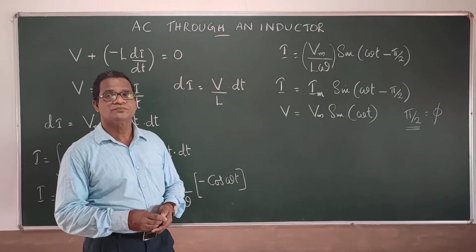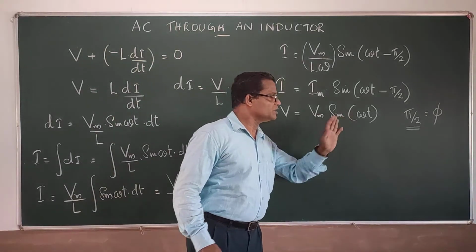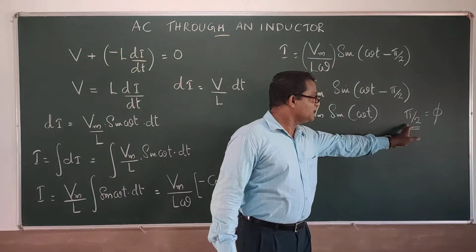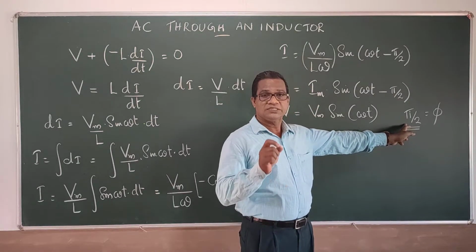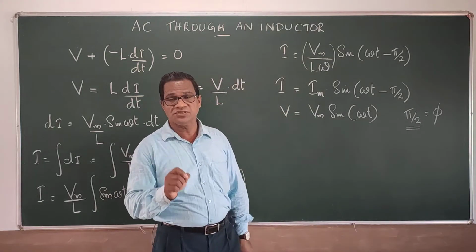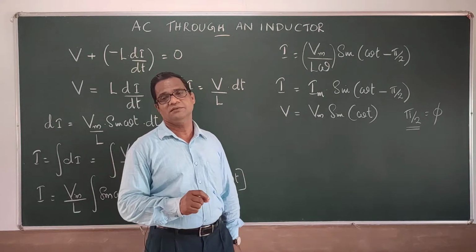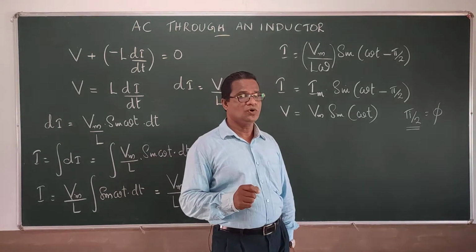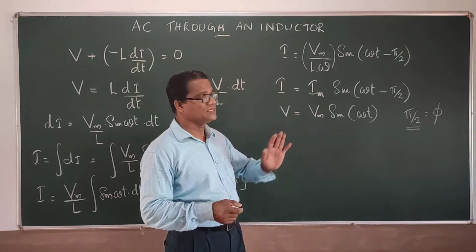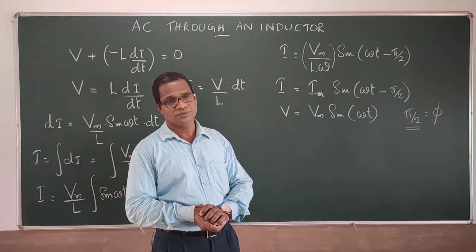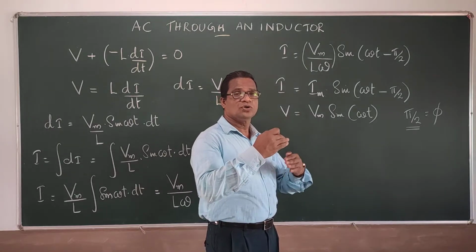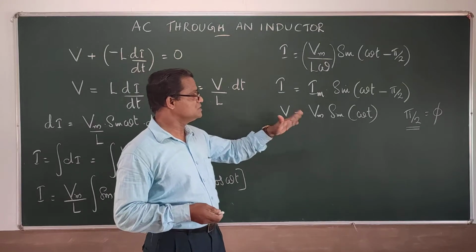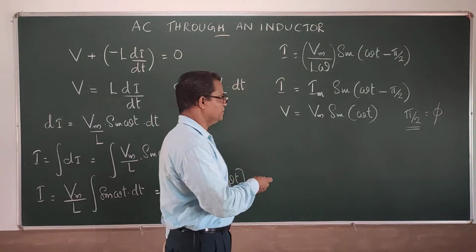Okay? So this is a very important fact. Another point is that here the phase angle is exactly equal to pi by 2. That is possible only if the inductor is a pure inductor. Only in the case of an ideal inductor, this comes as pi by 2. So current and voltage are not in phase, they are out of phase by an angle of pi by 2. This is an important fact to be remembered.